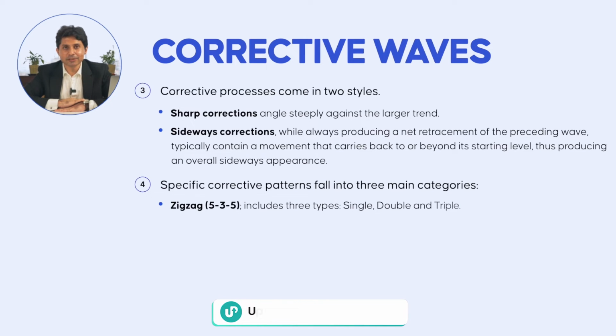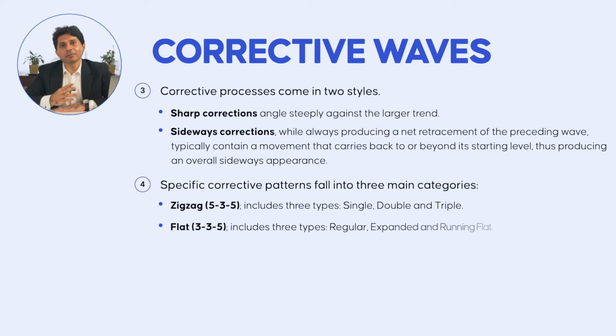There are zigzags. Now, zigzags, like impulse waves, have the 5-3-5 commonality, but there is a slight difference which we'll go through. Zigzags can be singles, doubles, and triple zigzags as well. Then there are flats, which are 3-3-5 in nature. Flats can be a regular flat, an expanded flat, and a running flat. But flats are usually sideways in movement.